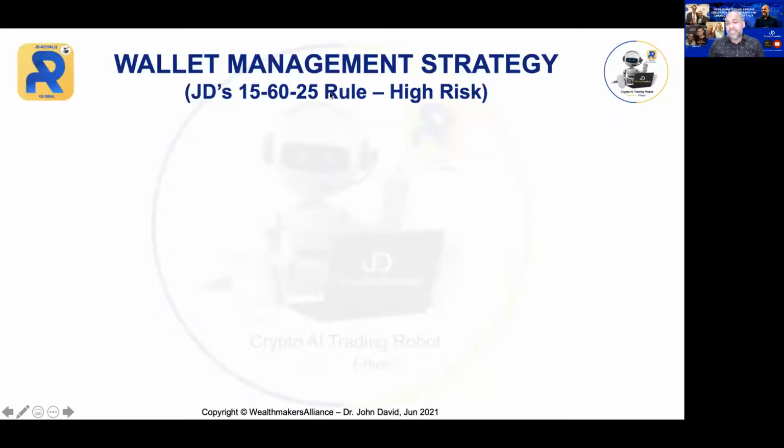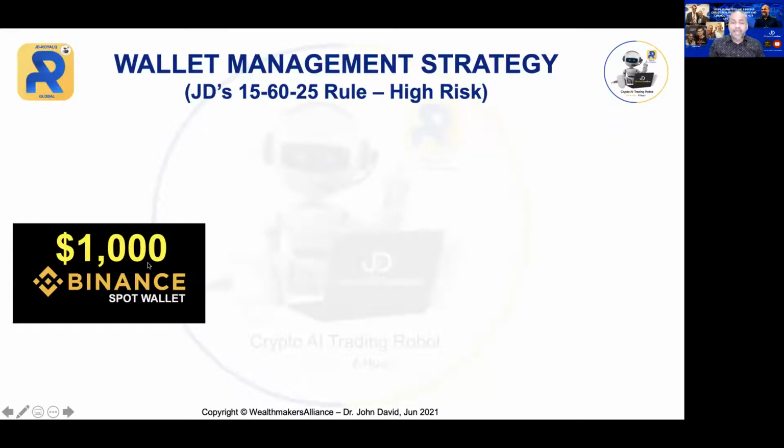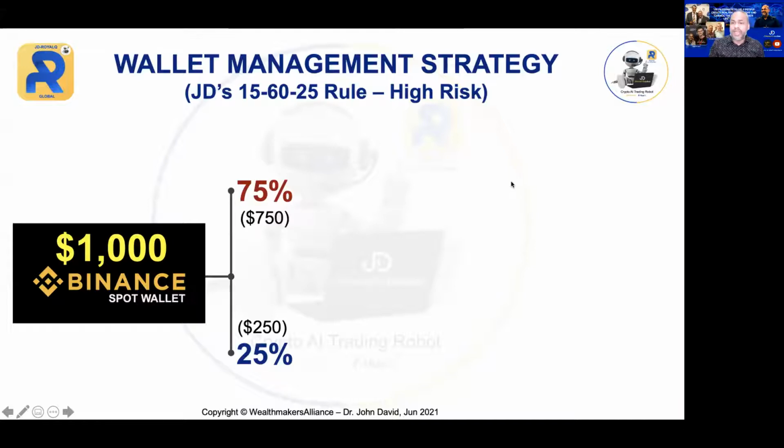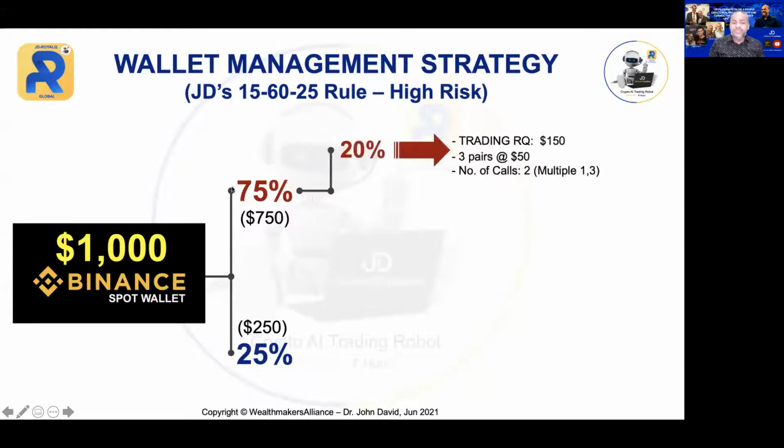Now, the third strategy is for high risk, okay? It's 15, 60, 25. Same thing, all right? I got $1,000 in my spot wallet in Binance. Now I'm going to divide 75, 25. So 750 goes for the trading and the auto replenishment, and $250, 25%, will go for my contingency. So out of 75, 15%, all right, sorry, yeah, that's right, 20%, will go into my trading, which is 150.